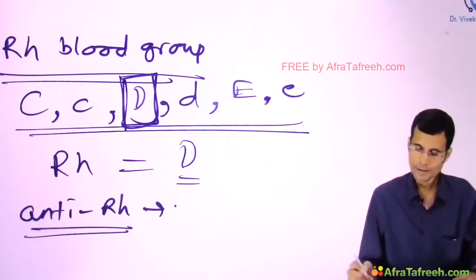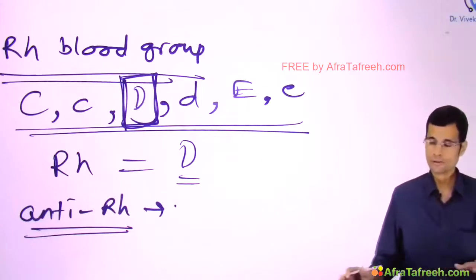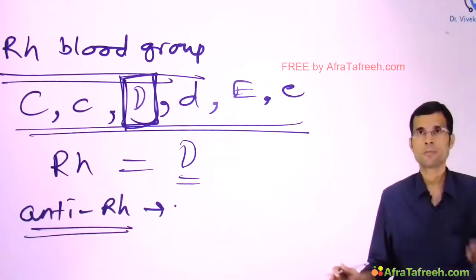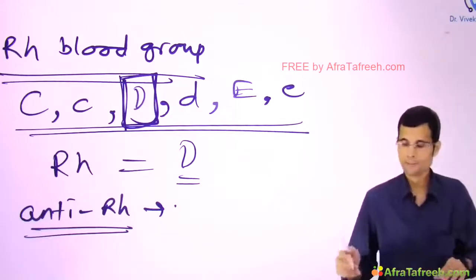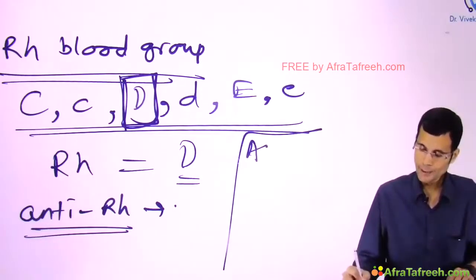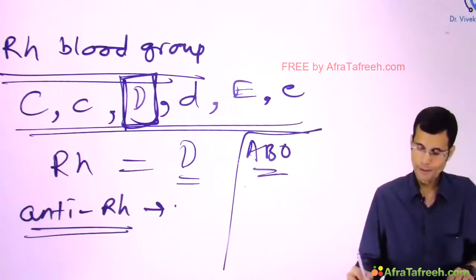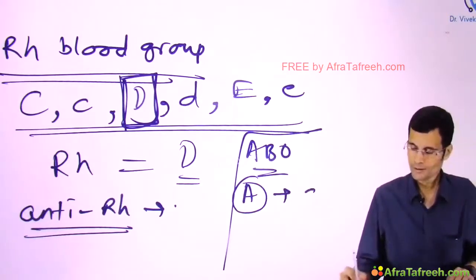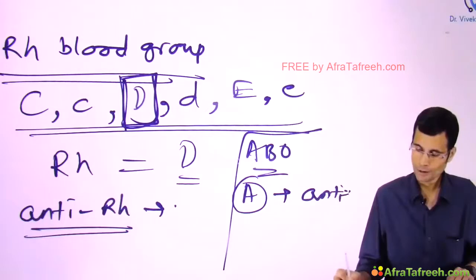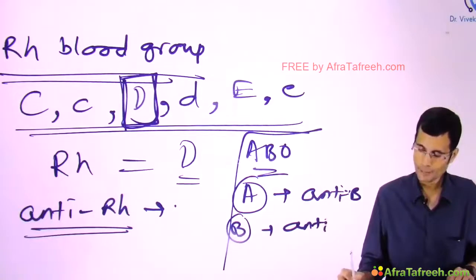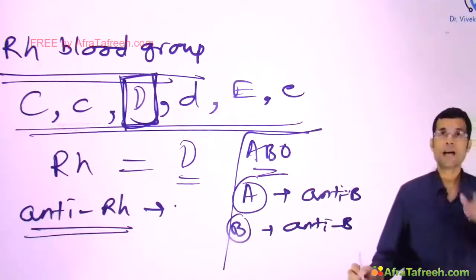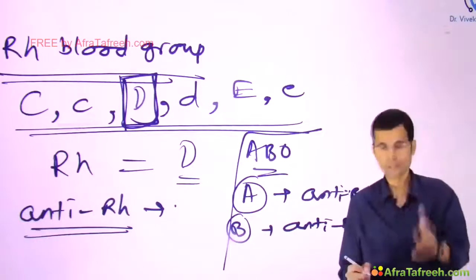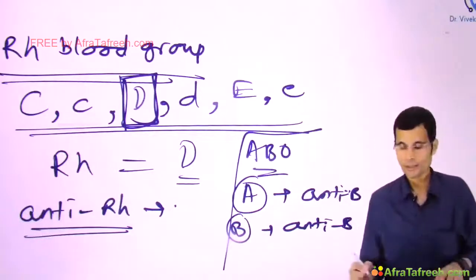It is not present in any of the individuals, whether RH positive or RH negative. Let me explain what I am saying. Look at the ABO blood group system. In A blood group person, there was anti-B antibody. In the B blood group person, there was anti-A antibody. So anti-A and anti-B antibodies are seen naturally. They are naturally occurring antibodies.